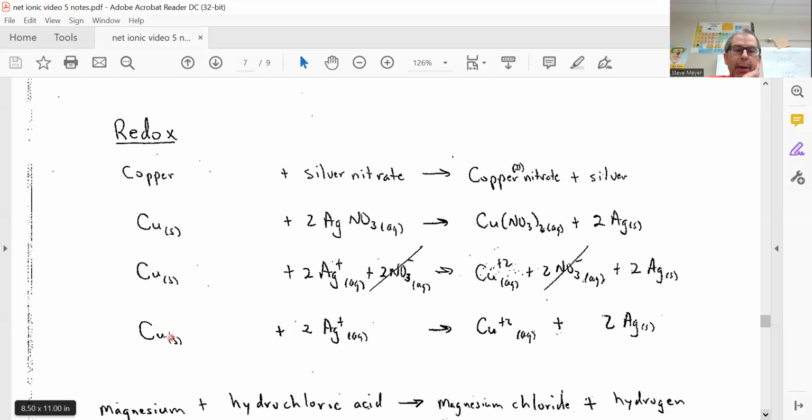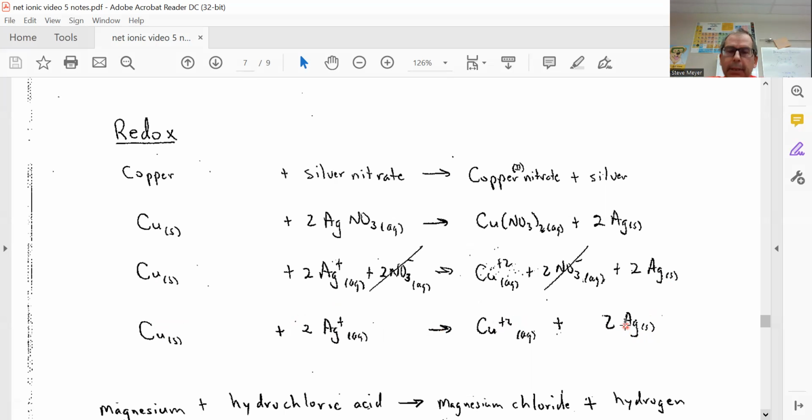Notice what's happening. Copper is going from 0 charge in its free state to +2. So it actually lost negative charge. It lost electrons to do that. And silver gained electrons in order for that to happen.